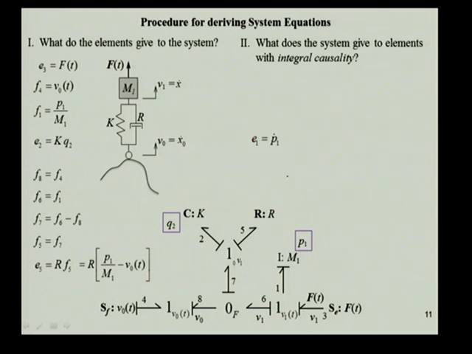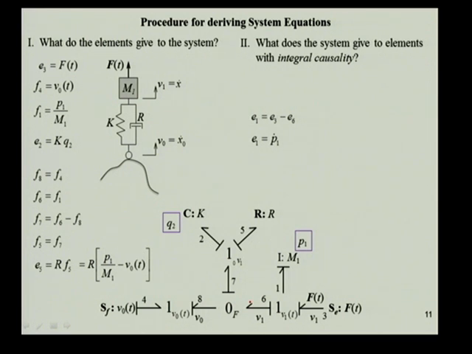First, we ask this question: what does the system give to the elements with integral causality? Because it's only the elements with integral causality which are going to contribute states to the system. So here you have E1 is equal to the rate of change of momentum, and this E1 is coming from where? If you see, this effort 1 is coming from effort 3 minus effort 6.